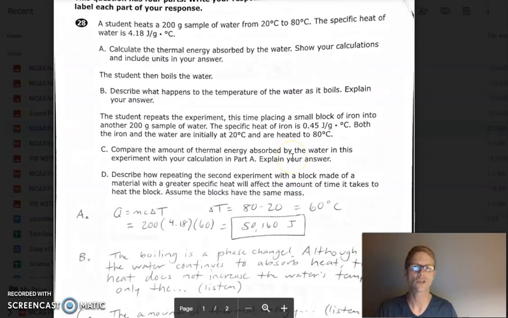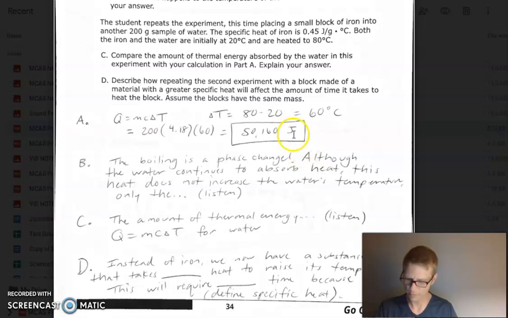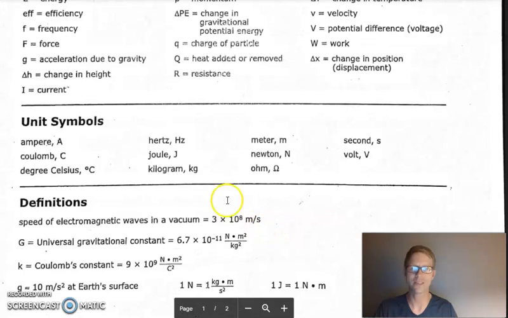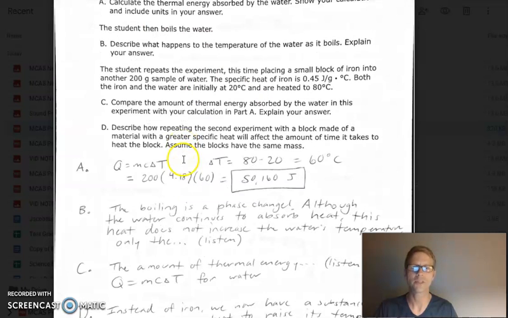It says show work and include units. So make sure you put joules. Remember, joules is the unit of heat. And oh yeah, by the way, they even tell you joule is the unit. Now they don't tell you it's a unit for heat, but there's a little reminder. Then they ask you about what happens to the temperature.